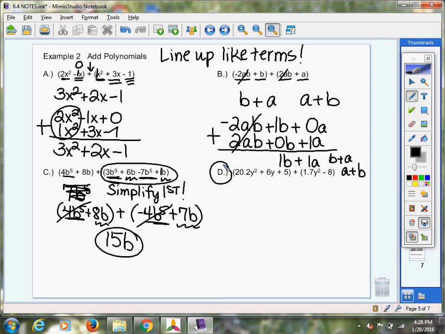So if you see like terms that need to be combined, definitely do that. Put it in standard form, so make sure you're in descending order when you're doing standard form. And I'll make this a +1. We'll check that one tomorrow in class.